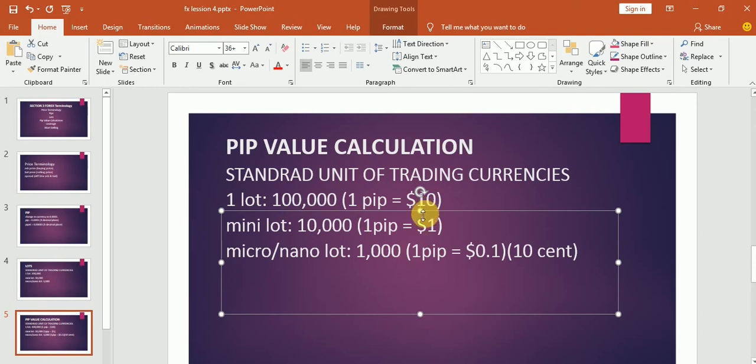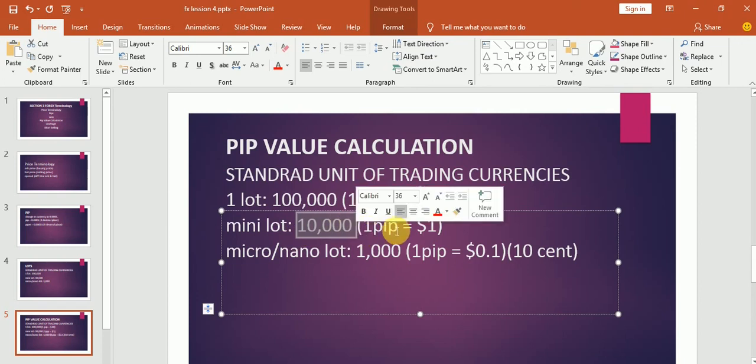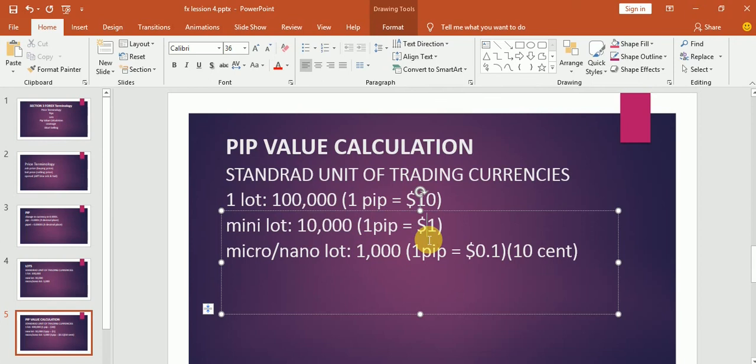But if you are trading with mini lot, which is 10,000 units, and there is 1 pip, you are making $1. If you are trading with nano lot, 1,000 units, and there is 1 pip, you are making $0.1, which is 10 cents.